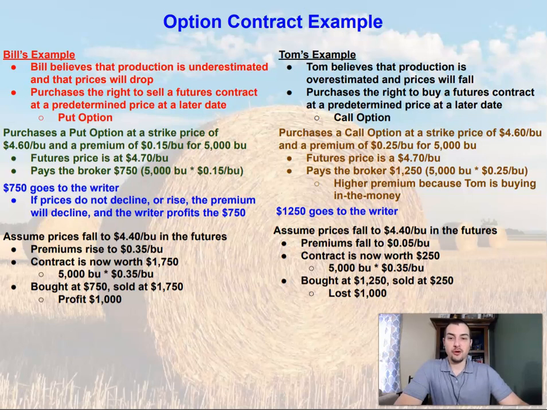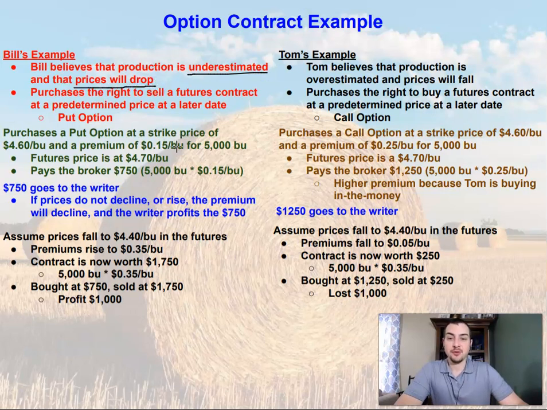Alright, we're going to go ahead and welcome Bill and Tom back for this video, and we're going to go through an options contract example. So, we have good old-fashioned Bill. Bill still believes that production is underestimated, and he believes that prices are going to drop.